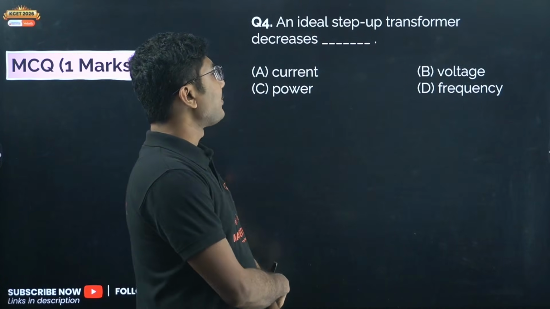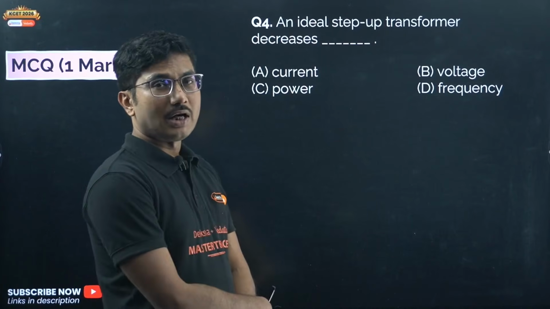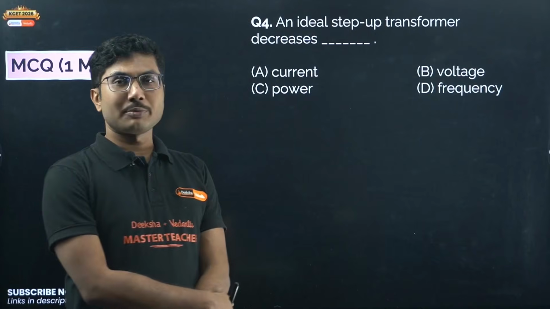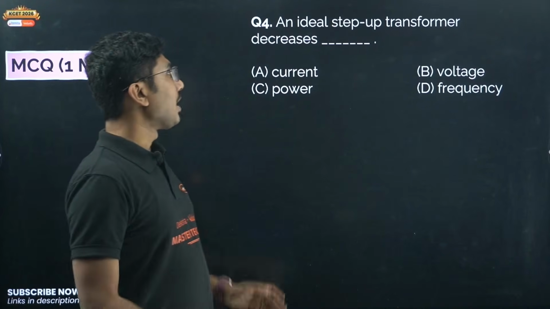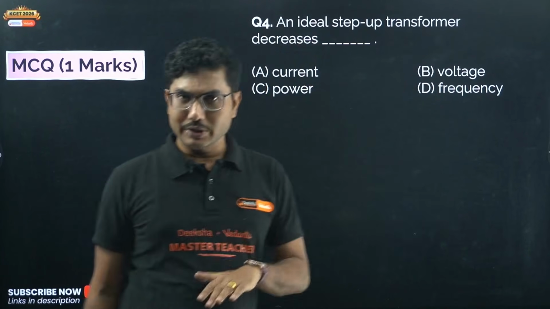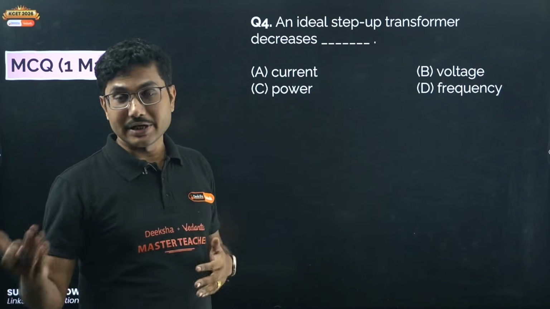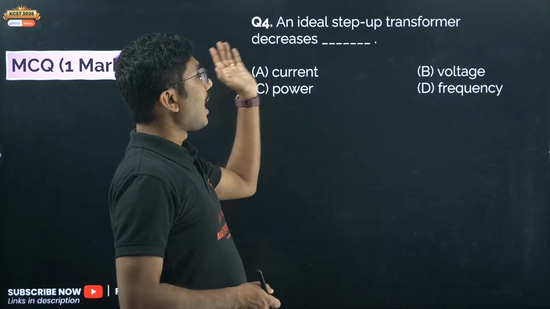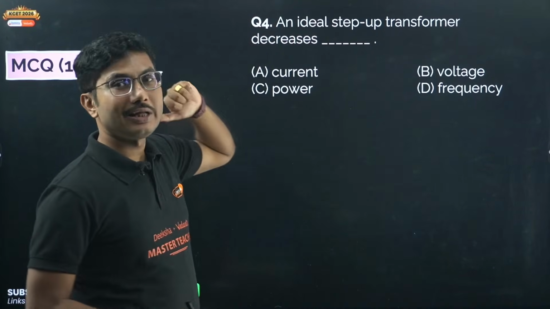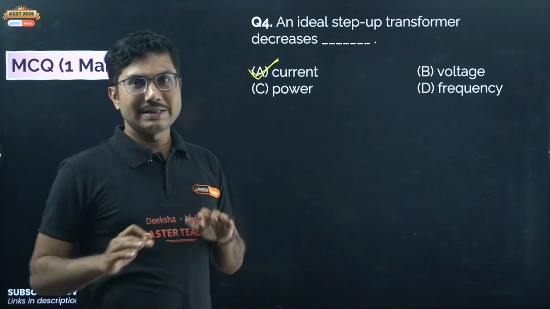An ideal step-up transformer decreases... Step-up transformer means it increases the voltage. Now what it has to decrease is basically current. If voltage is increasing, current has to decrease. If voltage is decreasing, current will increase. Vice versa relation, opposite relation. So an ideal step-up transformer increases the voltage, then it can decrease only one thing, that is current. For an ideal transformer, power remains the same.